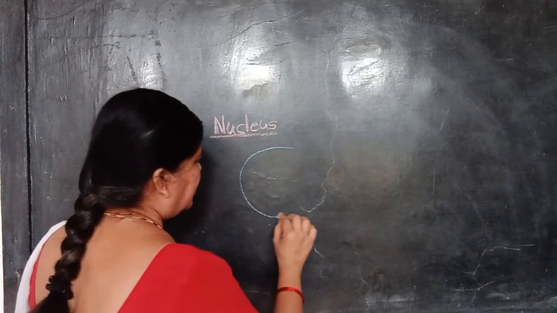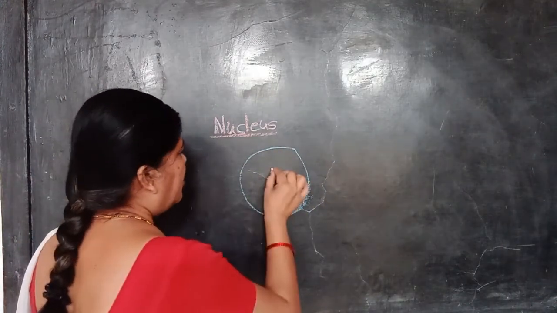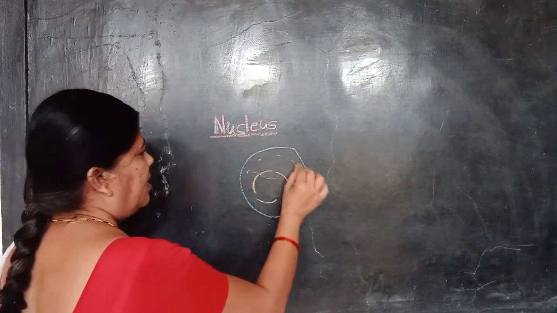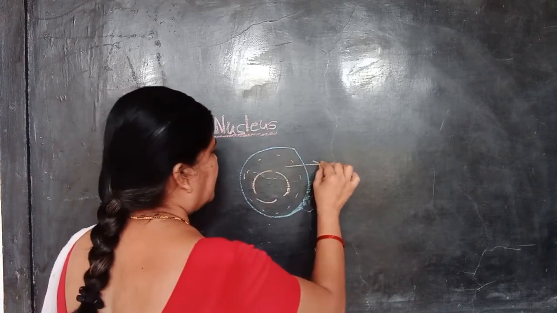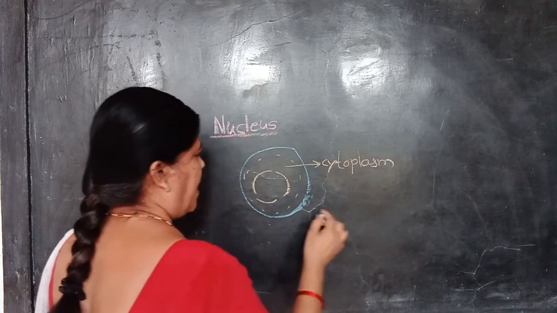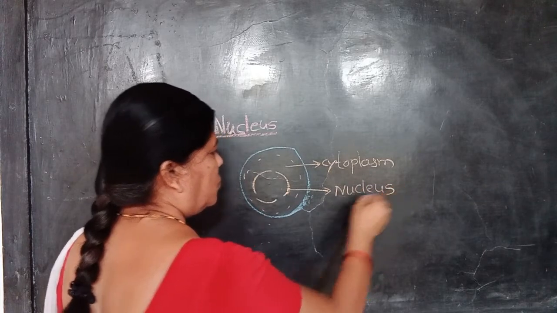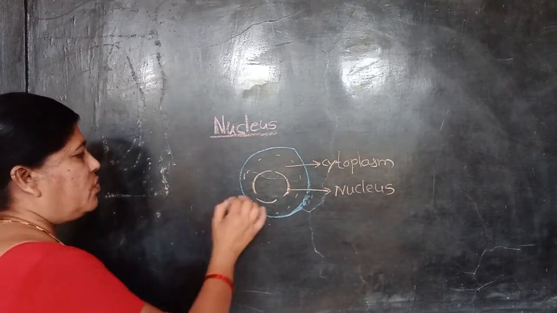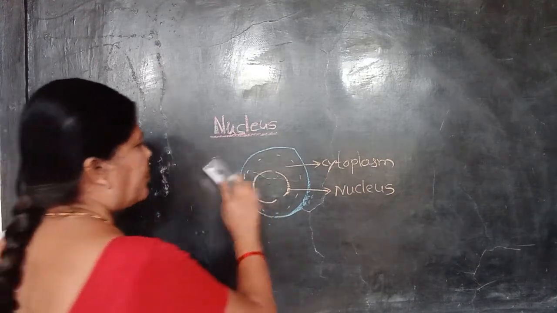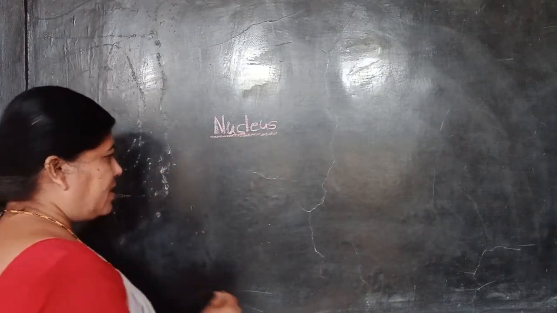If this is a cell, then inside the cell the nucleus is present. So each cell contains cytoplasm, this is cytoplasm, and this is nucleus. Each cell has a nucleus, and the nucleus is a very important part of the cell. So we will study the structure of the nucleus.